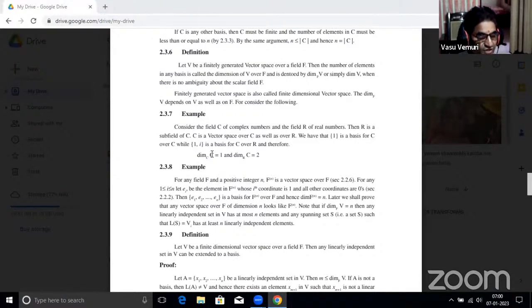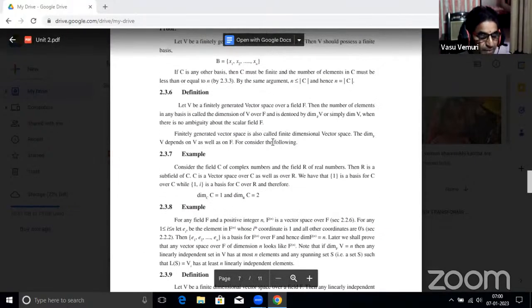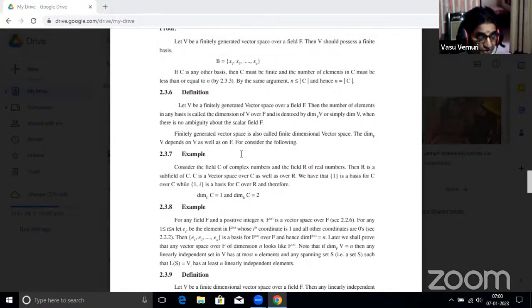Okay, that's enough. This is one of the important examples. Dimension of C over C equals 1. Dimension of C over R equals 2. This is an important point for the final examination. What is the value of dim C over C? That value is 1. What is the value of dim C over R? That value is 2. This is very important in any competitive examination.